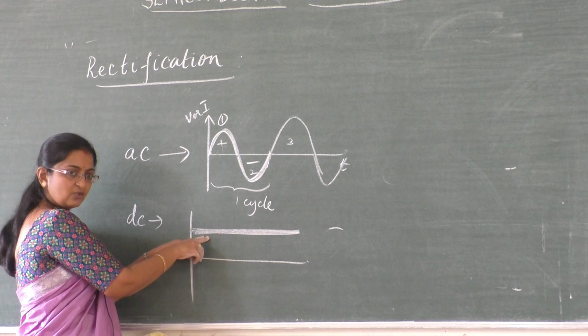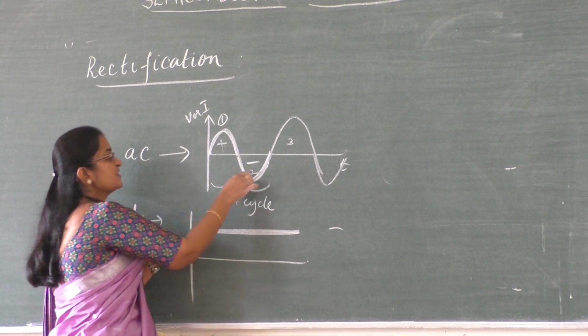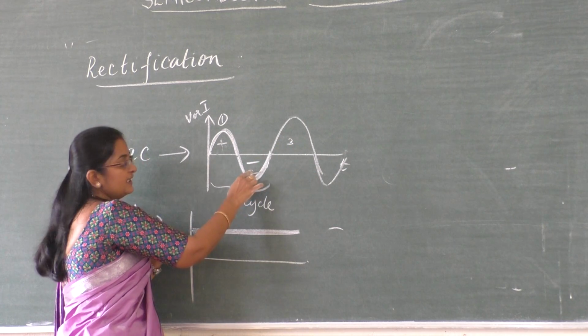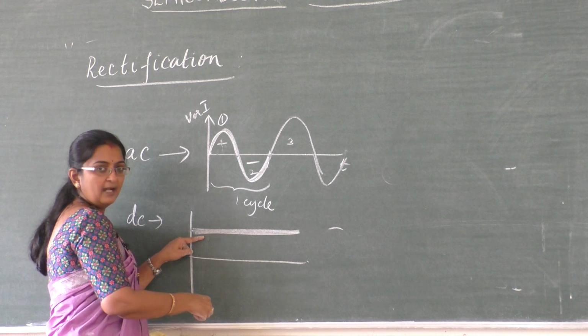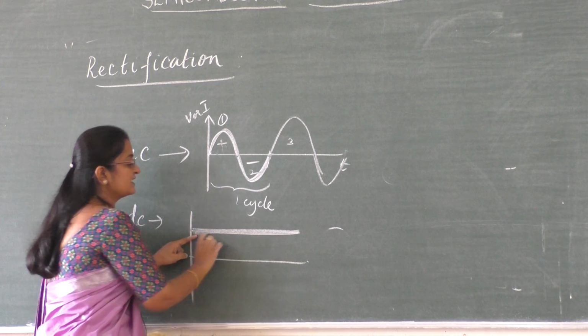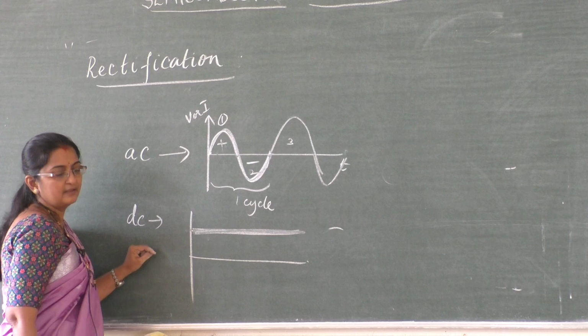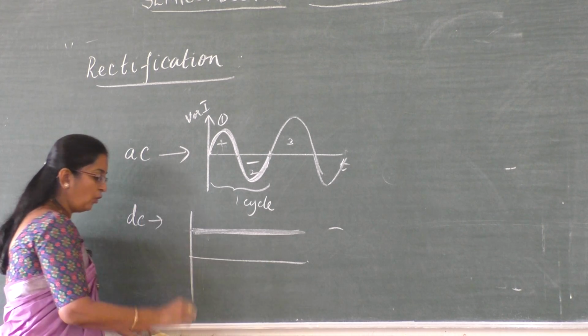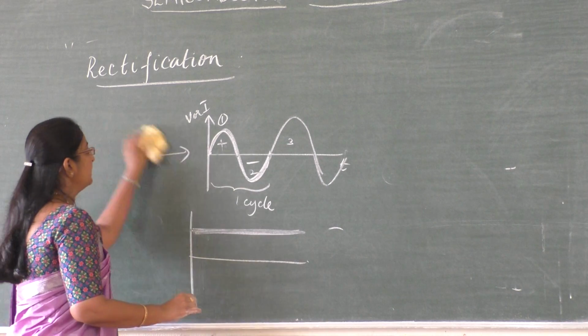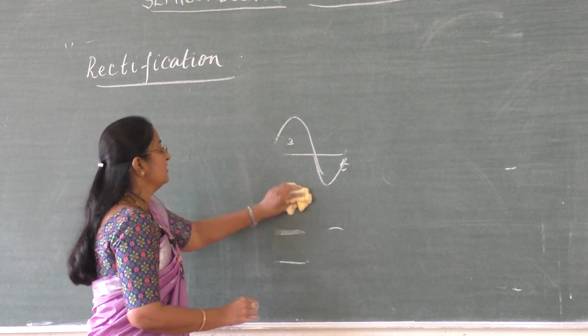In order to get this constant current, what do we have to do? First, the waveform in the negative cycle, in this portion, you have to bring it above. And then using filter circuits, you get this type of graphical representation, which is called DC. And that whole working is done by using rectifier circuits.